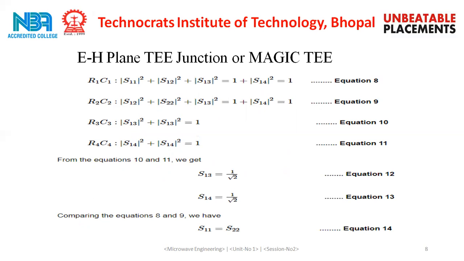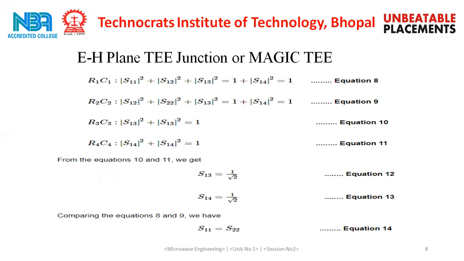Likewise, we are having R2 C2. We can say like this: |S12|² + |S22|² + |S13|² is equal to 1. We are having R3 C3 as |S13|² + |S13|² is equal to 1. We are having R4 C4 as |S14|² + |S14|² is equal to 1. By equation number 10 and 11, we can directly calculate S13. S13 is equal to 1 by root 2 and S14 is equal to 1 by root 2.